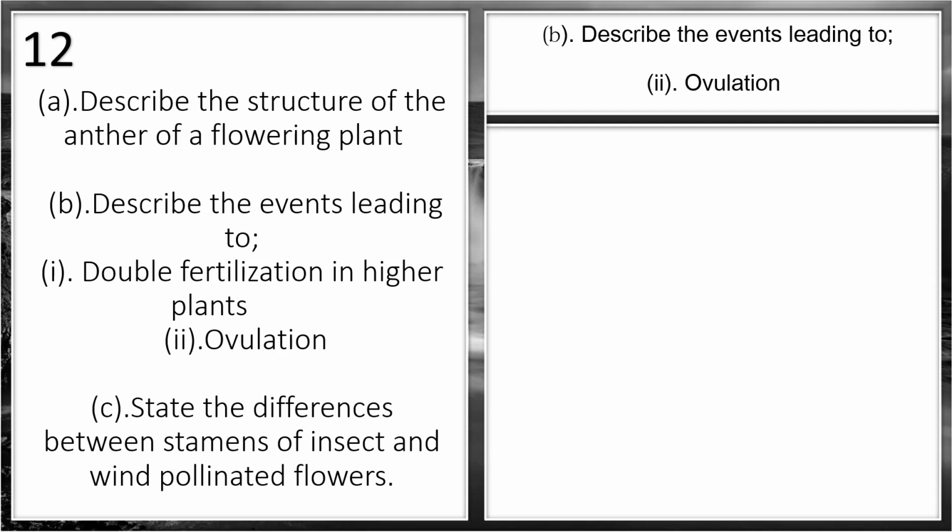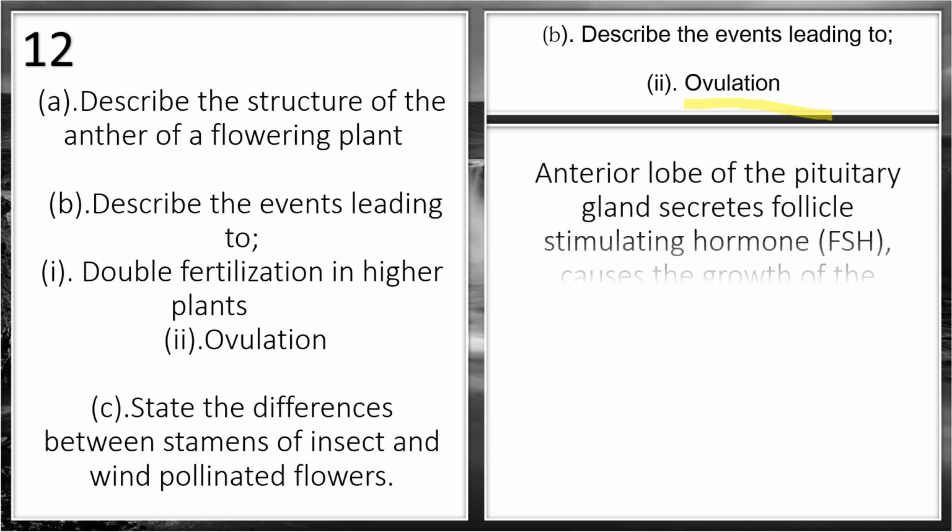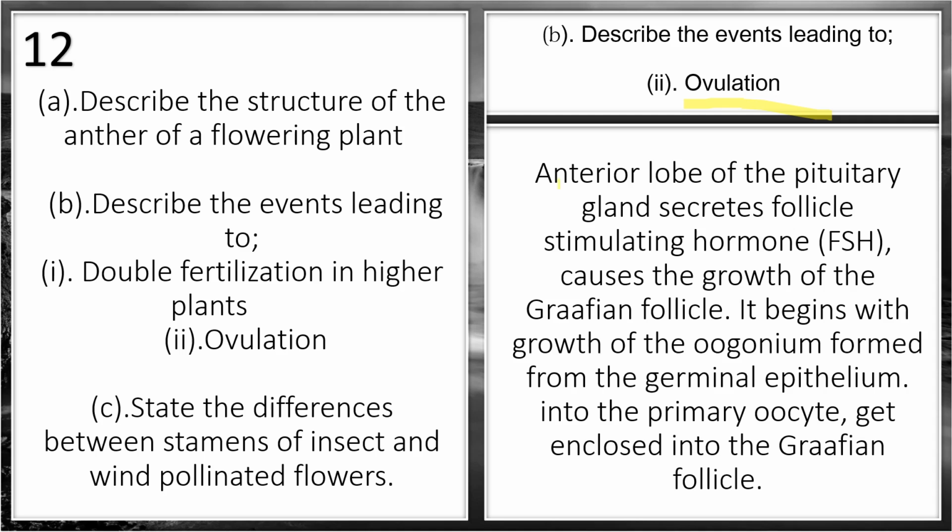Part B. Describe the events leading to ovulation. The anterior lobe of the pituitary gland secretes the follicle-stimulating hormone, causing the growth of the Graafian follicle. It begins with the growth of the oogonium formed from the germinal epithelium into the primary oocyte, which gets enclosed in the Graafian follicle.